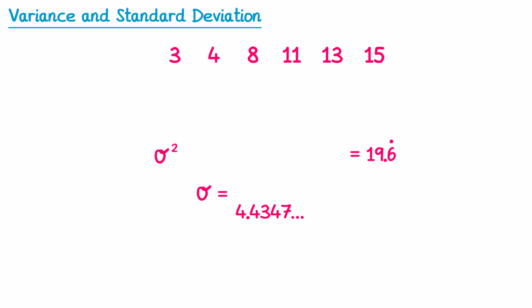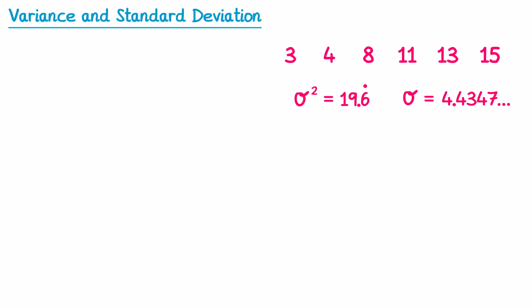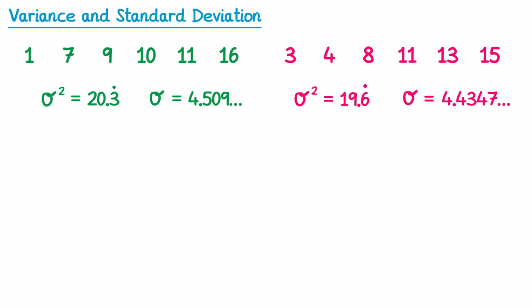Now that we have the variance and standard deviation for the red set of data, let's bring back the green set of data and its variance and standard deviation and make a comparison. If we look at the variance for each set of data, we can see the variance for the green set was higher than the variance for the red set. The standard deviation for the green set is also higher than the standard deviation for the red set.